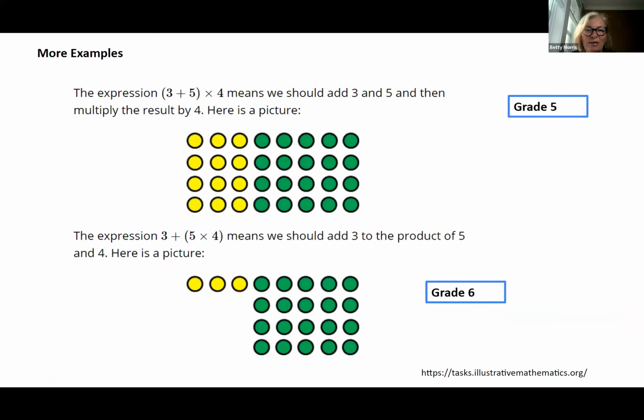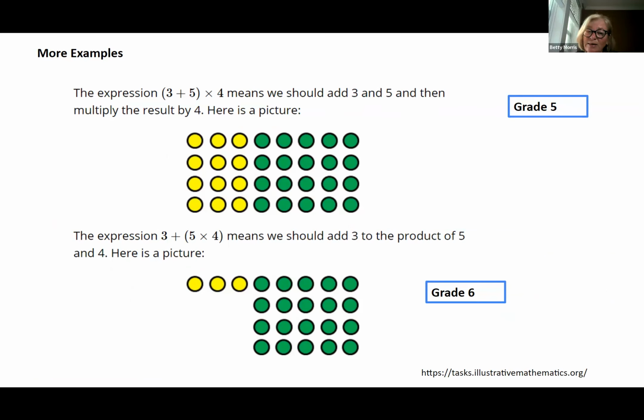We're going into grade 5 and grade 6. So again, we have this. We add 3 + 5. That's the first row in brackets. You have 3 yellow and 5 green, and then we're going to multiply by 4. So the value of that becomes 8 × 4, which is 32. So the value is 32.